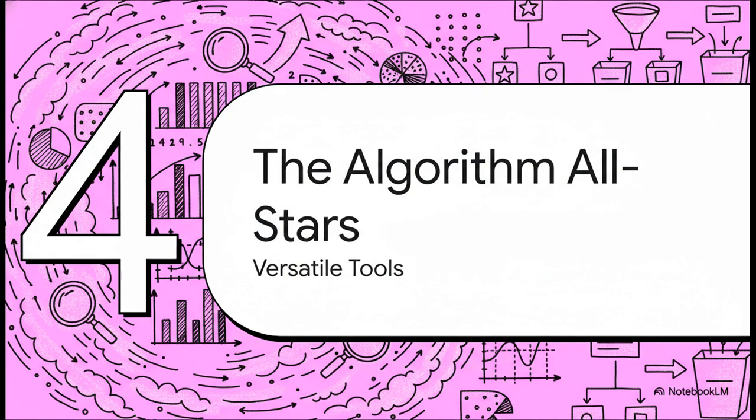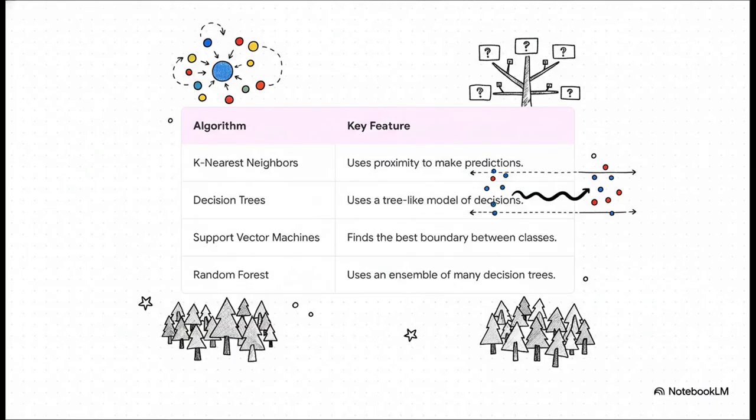Which brings us to a special little region on our map. Let's talk about these algorithm all-stars, the powerful, flexible tools that show up for work whether the job is predicting numbers or sorting categories. So here they are, the big four. K-nearest neighbors basically works on peer pressure. It just looks at the closest neighbors to a data point to make its decision. Decision trees are like a giant game of 20 questions, following a flowchart down to an answer. Support vector machines are masters at drawing lines, finding the best possible boundary to separate different groups. And my personal favorite, random forest, is all about the wisdom of the crowd. It builds hundreds of different decision trees and then makes them all vote on the final answer.